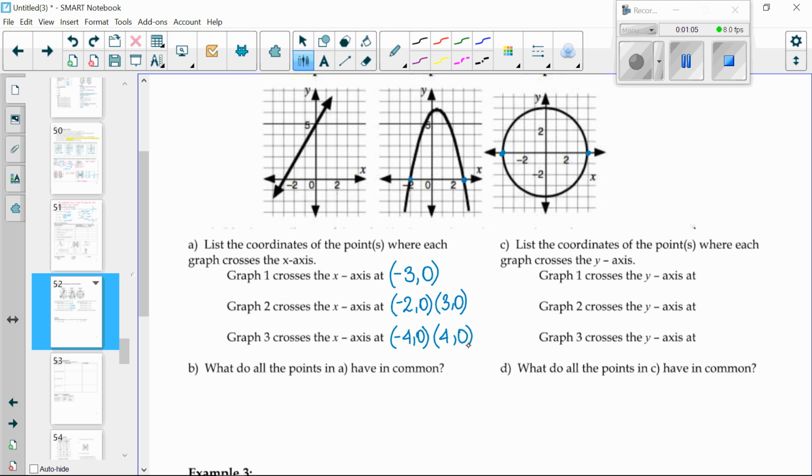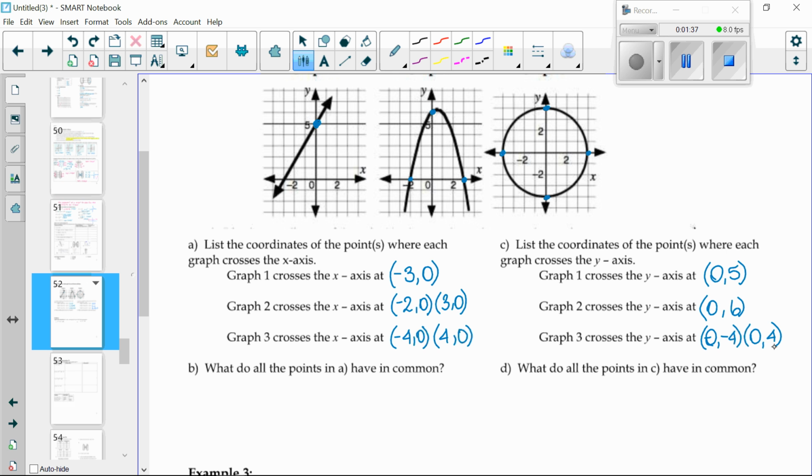So crosses the y-axis. So let's look at graph number 1. Crosses the y-axis right there. So it is at 0, 5. Watch the order of your points. Okay, and then the y-intercept right here is at 0 and 6. And then for this one right here, we've got 0 and -4, 0 and +4.